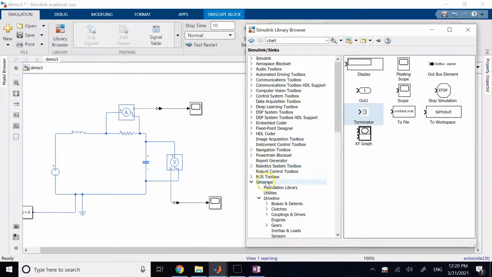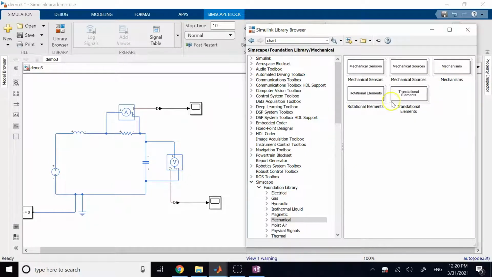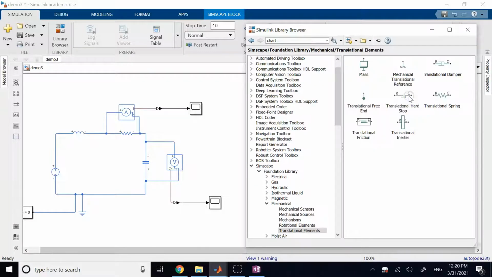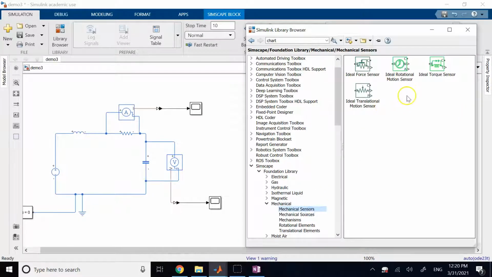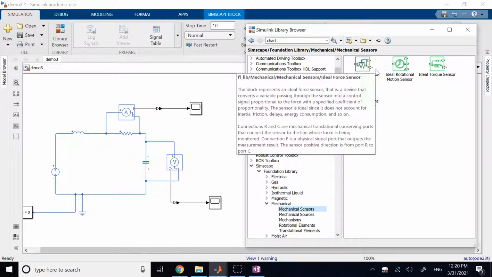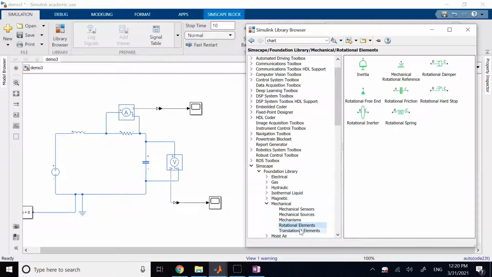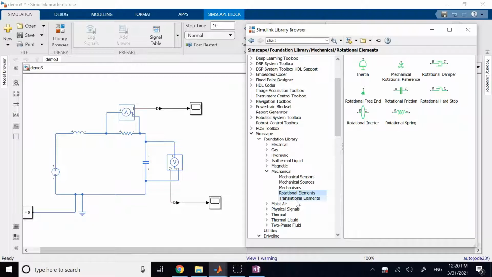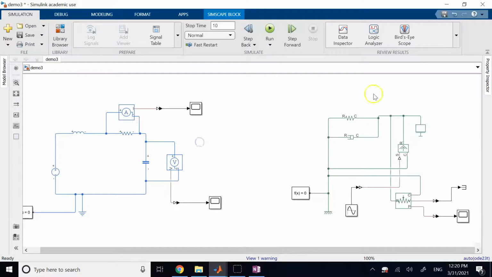So now I go here, Simscape, Foundation Library, and then I go under Mechanical. And now I have what? Translational elements. So now you can see the spring, the mass, the ground, damper, and so on. You can have the ideal motion sensor, ideal force sensor, right? Torque sensor. And then you go under Sources and you see ideal force, ideal torque, and so on. Then you have rotational elements and the rest of the mechanical elements, okay? So you can find the mechanical elements that I used here.